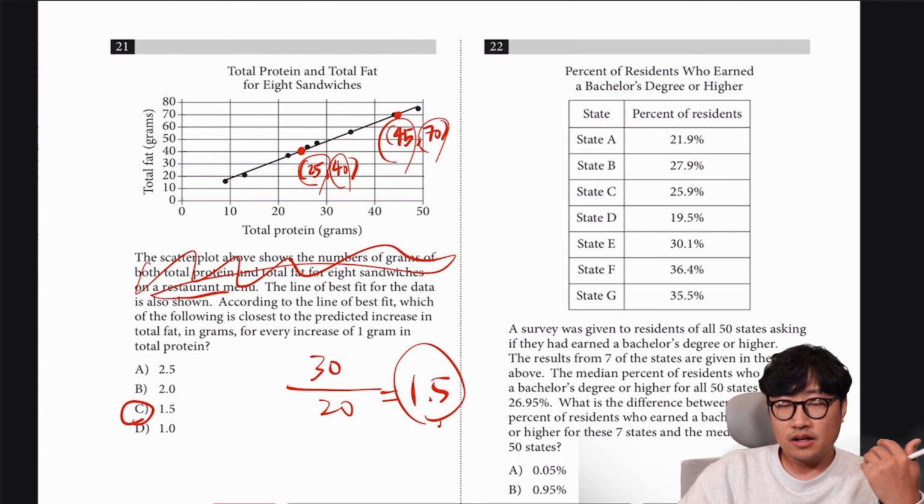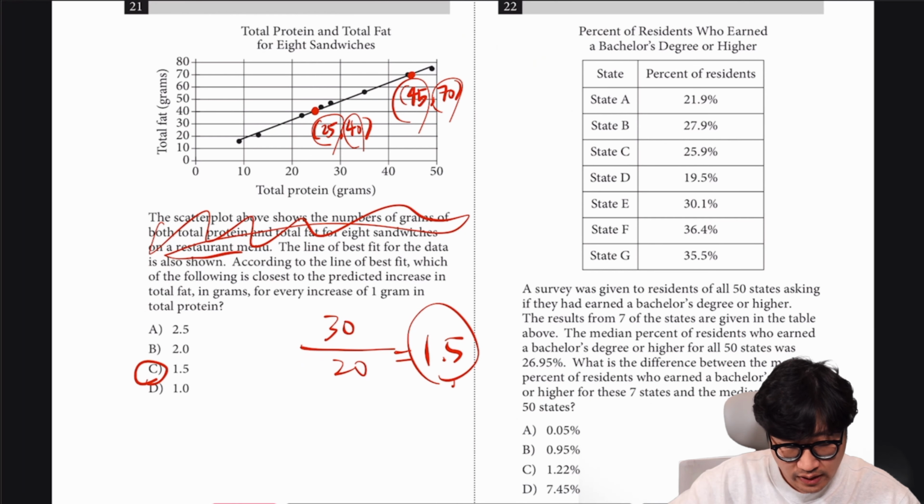That was enough. Number 22, a survey, 50 states. The results from 7 of the states. Yeah, so these are 7 of them.